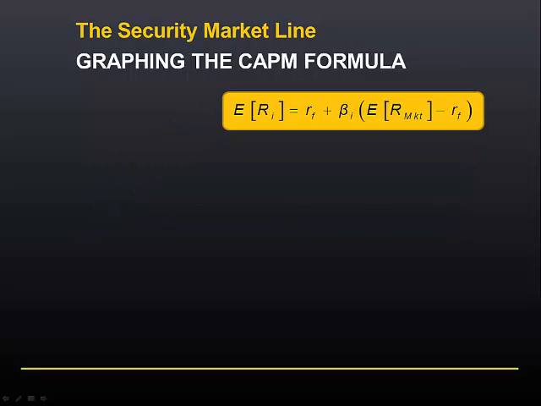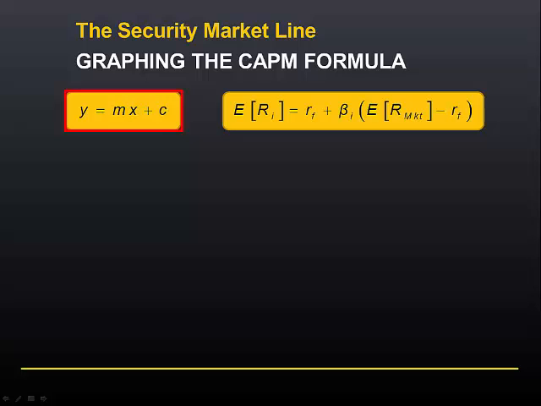We're going to develop the security market line by graphing the CAPM formula. If we look at this formula, we can see that it is a linear equation. It's a straight line. And the generic formula for a straight line equation is y equals mx plus c. This equation shows us the relationship between variables x and y, where c is the y-intercept and m is the slope of the line.